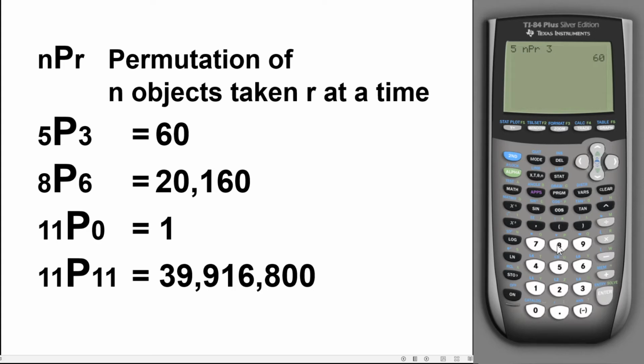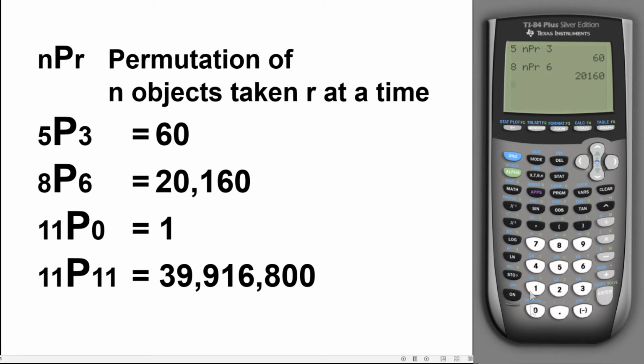Let's practice this again. n is 8. We'll hit Math. We'll move over to Probability. We'll move down to number 2, nPr. We'll hit Enter. We'll put in our r value of 6. We'll hit Enter. We come up with 20,160.